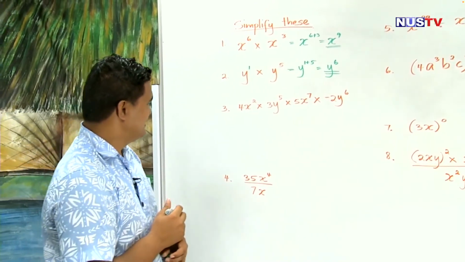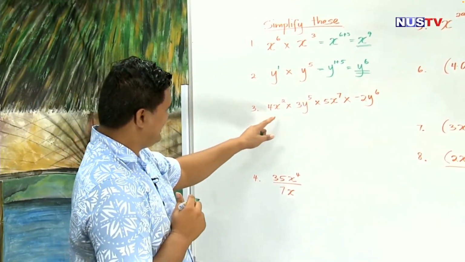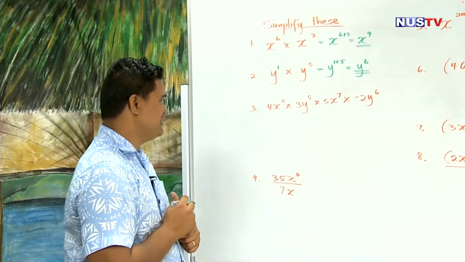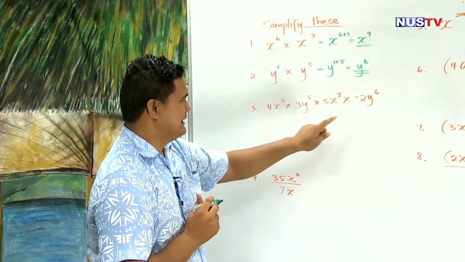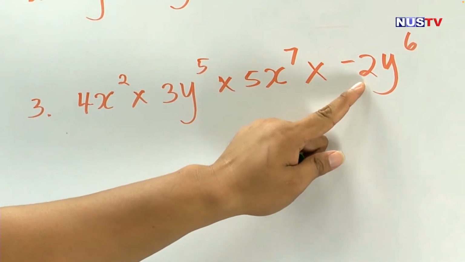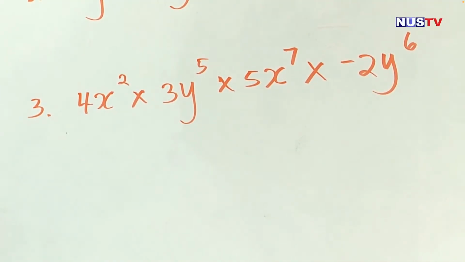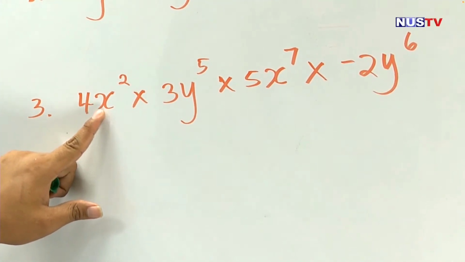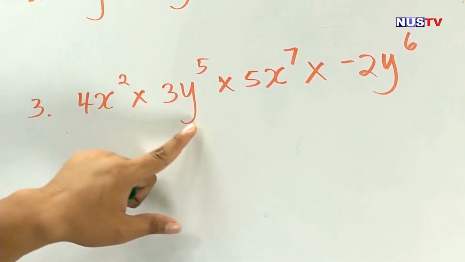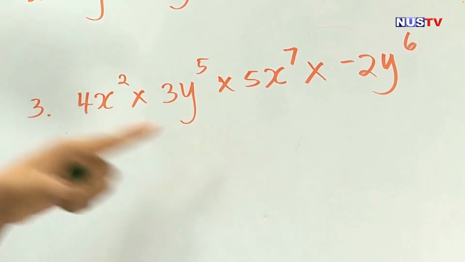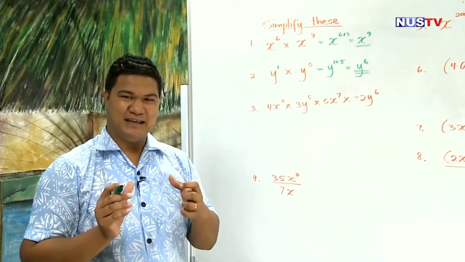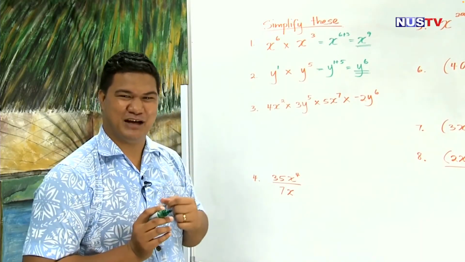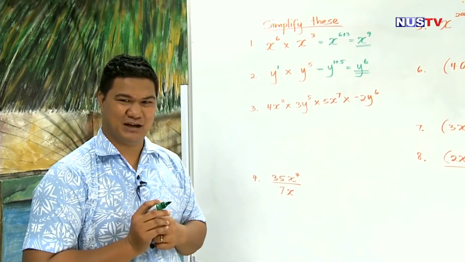The third one, as you can see, is 4x to the power of 2 times 3y to the power of 5 multiplied by 5x to the power of 7, and then multiplied again by negative 2y to the power of 6. In this case, we have two different variables or two different bases. Our first base is x, another base is y. When we simplify, we are still doing the same rule. When we multiply the same base, we add the powers. When we divide, we minus the power.